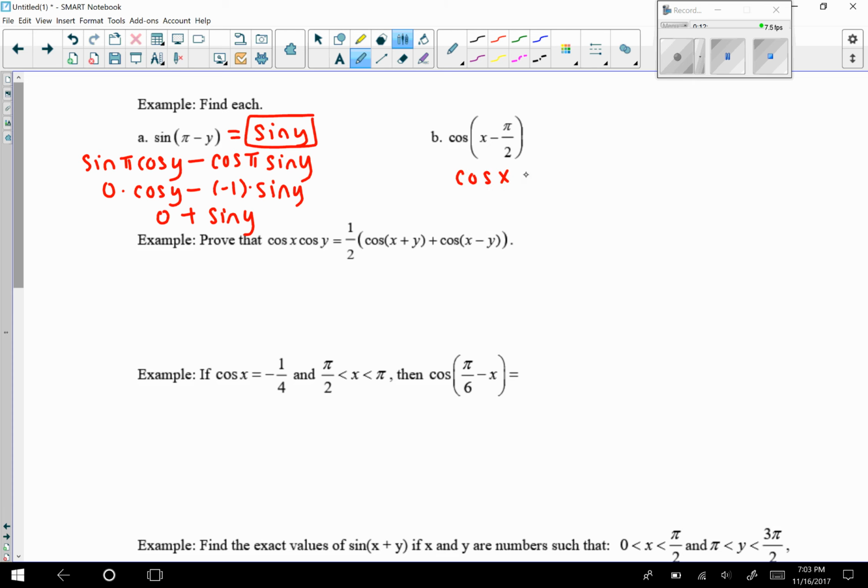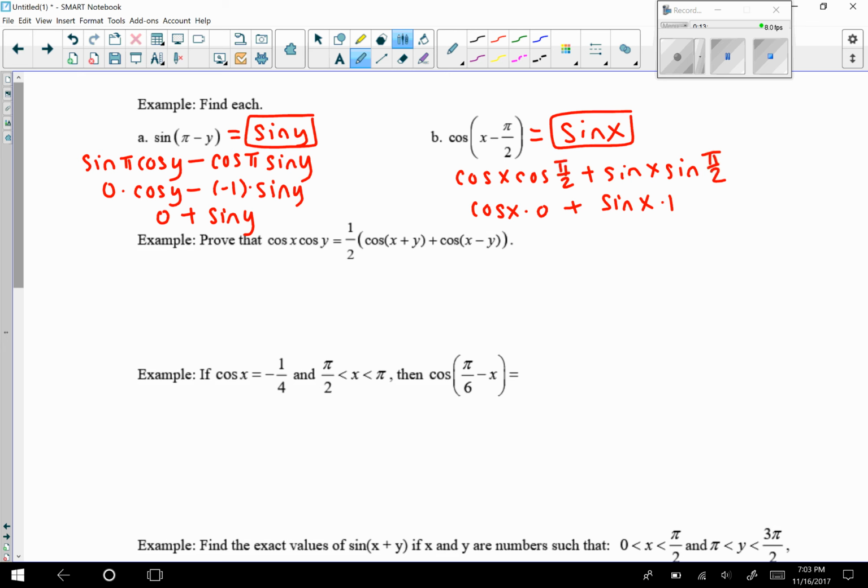So cosine x, cosine pi over 2, and then this becomes plus, because that's the identity, the sine of x times the sine of pi over 2. So the cosine of pi over 2 is on our unit circle. We know the cosine of pi over 2 is equal to 0. So we have the cosine of x times 0 plus the sine of x times the sine of pi over 2, which is equal to 1 on our unit circle. So cosine times 0 is 0, and this would leave me with the sine of x. So all of this would be equal to the sine of x.